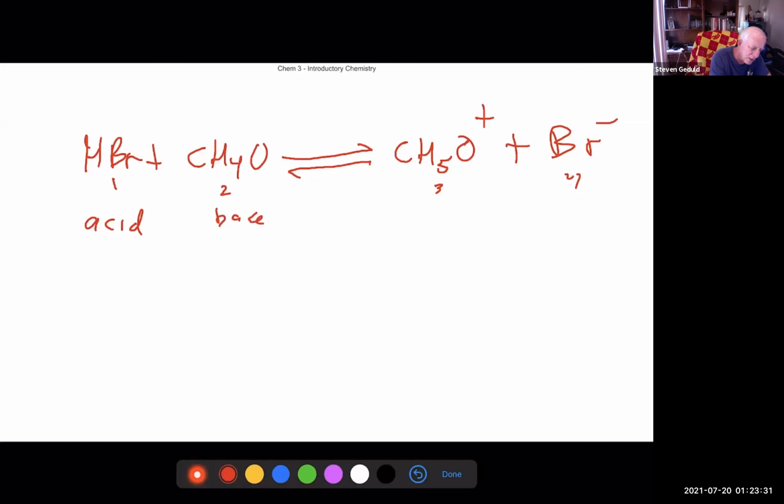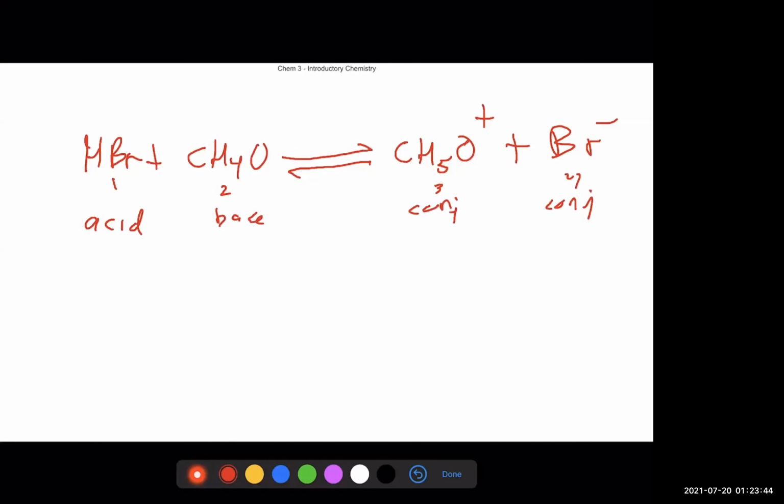Now going the opposite direction, so we put conjugate because that means we're going backwards now. We're going from right to left. Okay. So number three is what? A conjugate. What does it do? It's a base. Does it accept a proton or give off a proton? It gives up a proton. It goes from CH5O to CH4O. It gives off a proton. So giving off a proton makes it a what? An acid. Perfect. Conjugate acid.